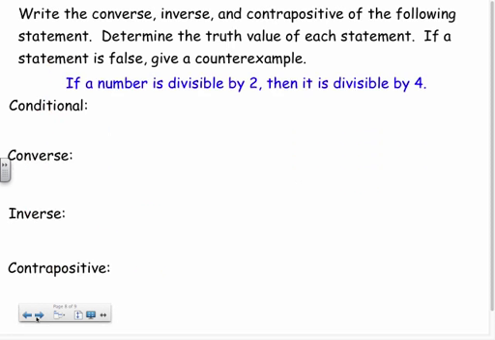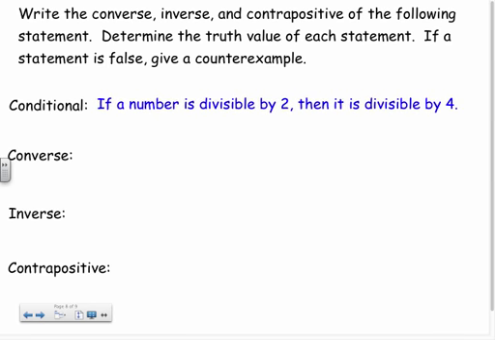So let's try something. It says write the converse, inverse, and contrapositive of the following statement. Determine the truth value of each statement. If a statement is false, give a counterexample. Statement, my conditional statement. So I can move this down. That's my conditional: if a number is divisible by 2, then it is divisible by 4. Well, first of all, could I have a number divisible by 2? Sure. Well, if a number is divisible by 2, then is it divisible by 4? Not necessarily, right?